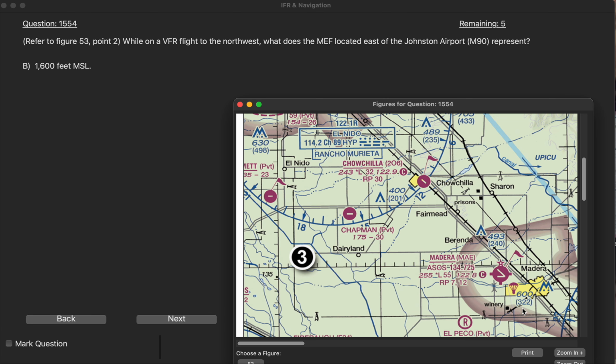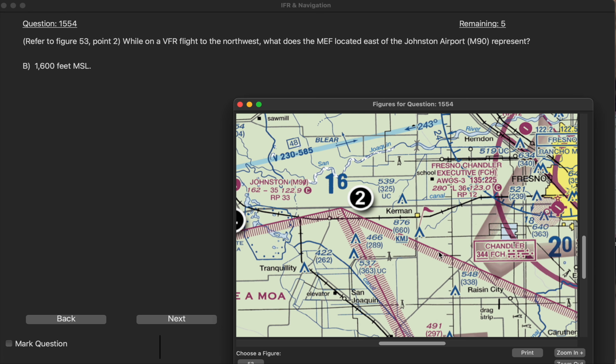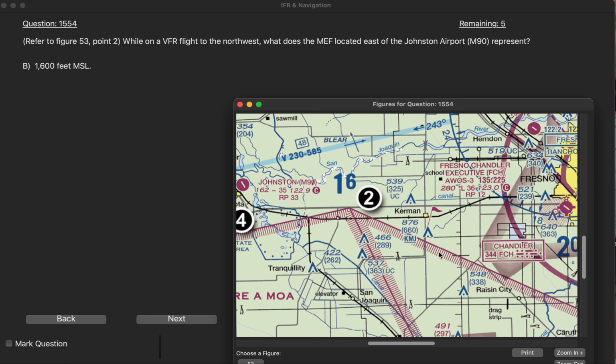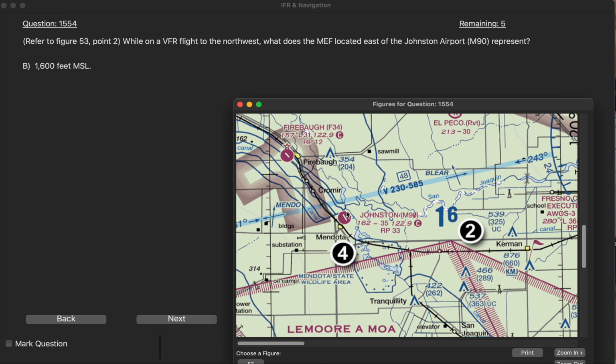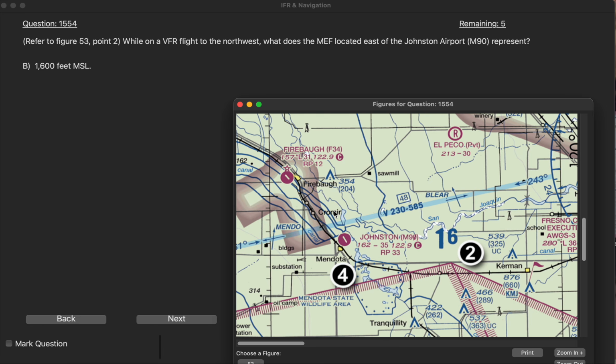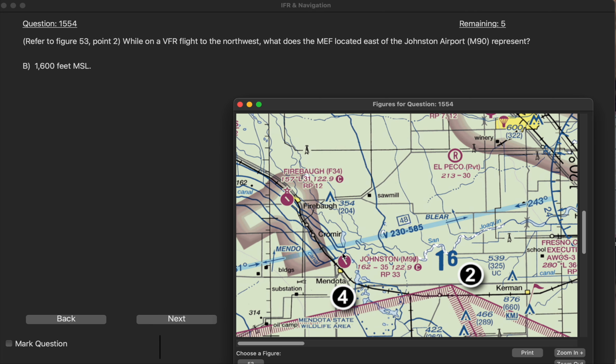Refer to Figure 53.2. There it is. While on a VFR flight to the northwest, what does the MEF located east of the Johnston Airport represent? Okay, here's Johnston. To the north. And right here is our 1,600 feet MSL.